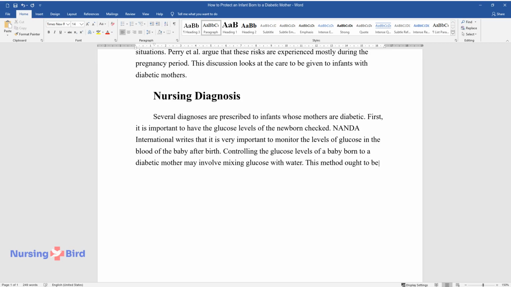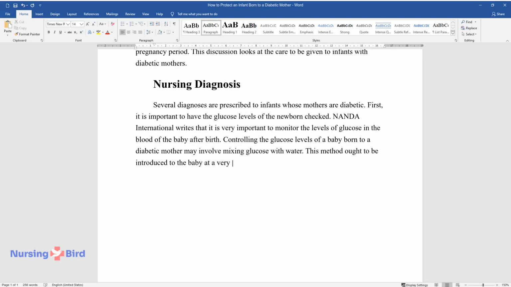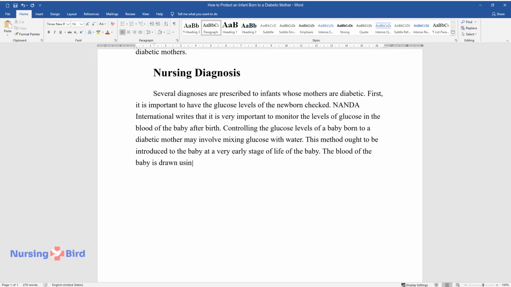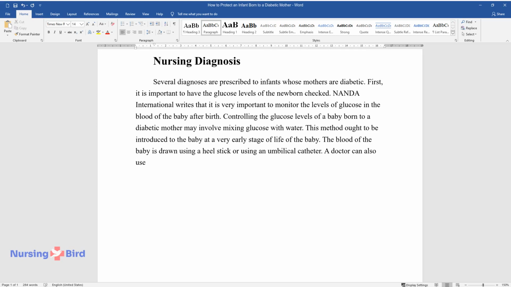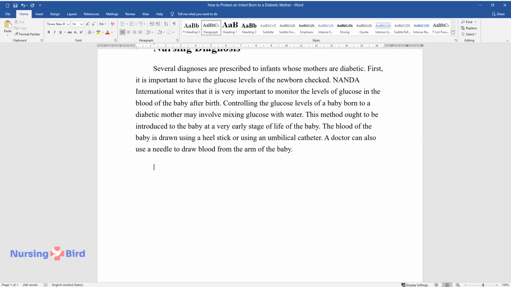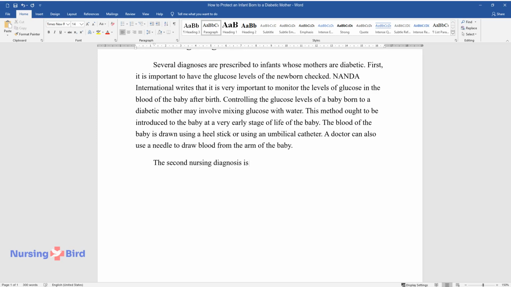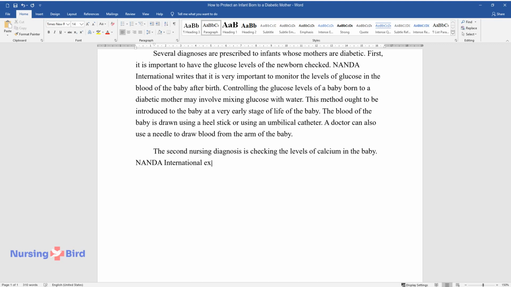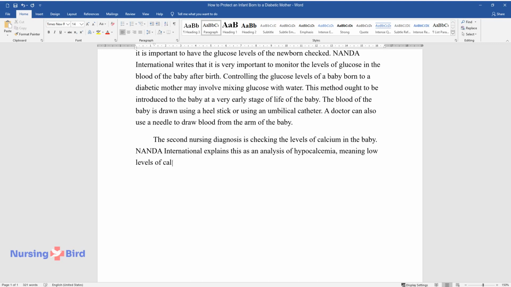This method ought to be introduced to the baby at a very early stage of life. The blood of the baby is drawn using a heel stick or using an umbilical catheter. A doctor can also use a needle to draw blood from the arm of the baby. The second nursing diagnosis is checking the levels of calcium in the baby. NANDA International explains this as an analysis of hypocalcemia, meaning low levels of calcium in the body of the baby.